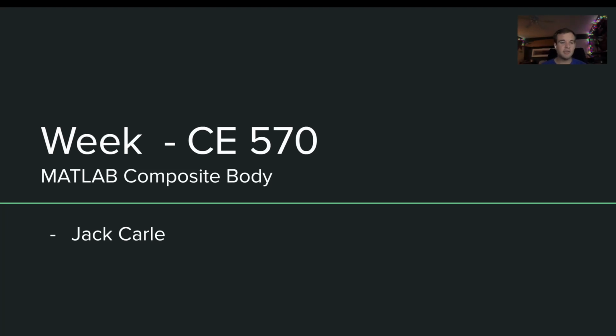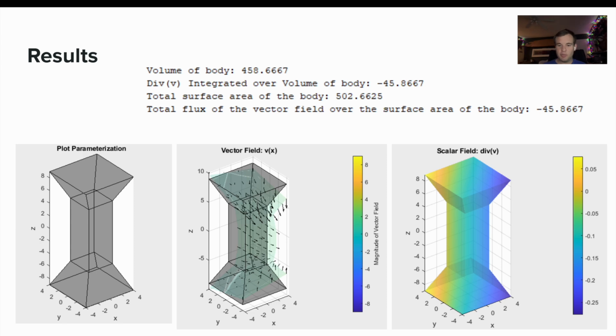Hi, I'm Jack, and this is my Week 5 project on the MATLAB composite body. I like to start my projects off with the results, just so you know what my body looks like and what we're working towards. The shape I defined is three bodies. Two of them are identical, just flipped, symmetrical about the x1, x2 plane. It's similar to bodies I've used in previous weeks.